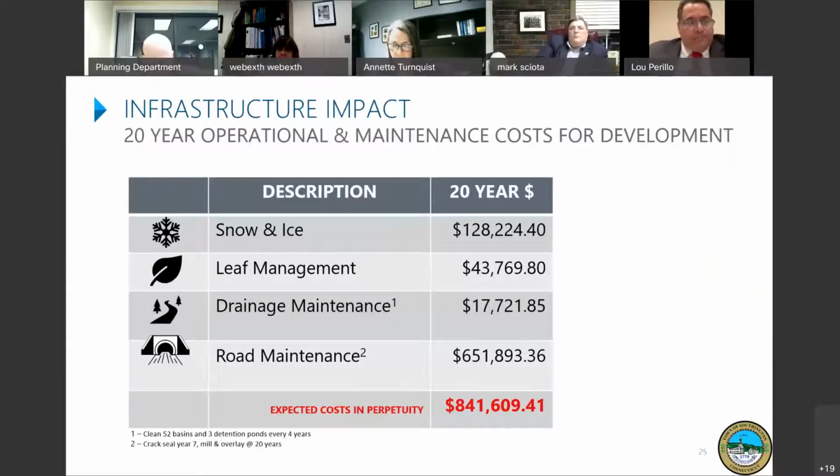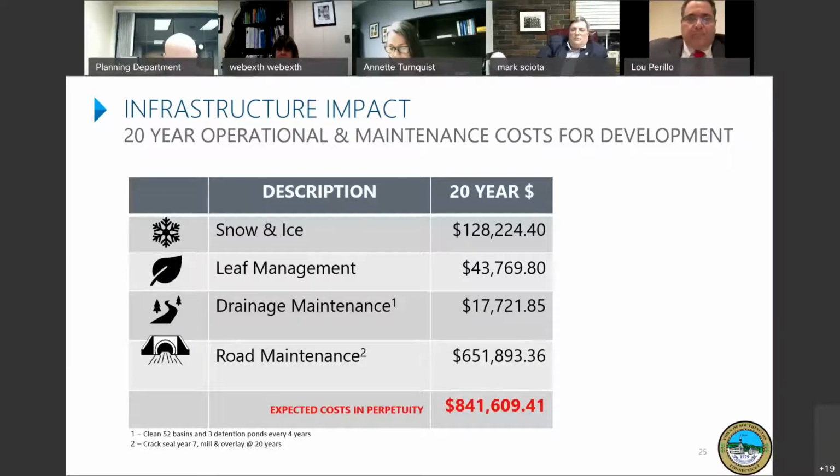This development would have 3 detention ponds and about 52 catch basins. In year 4, the drainage maintenance would cost $3,066. It would increase a few $100s every 4 years until reaching $4,127 in year 20. As for rehabilitation and reconstruction, in year 7, we would likely crack seal.